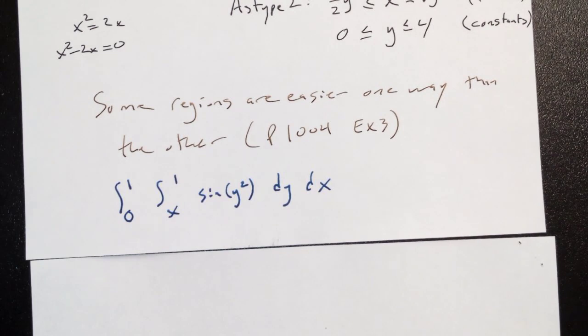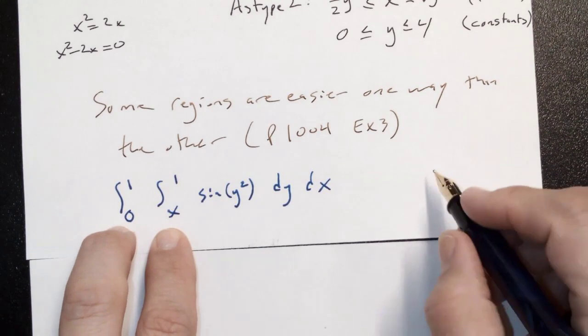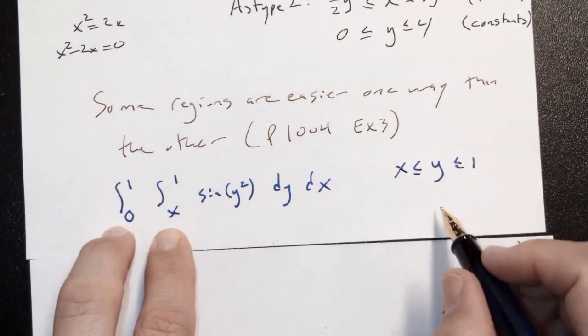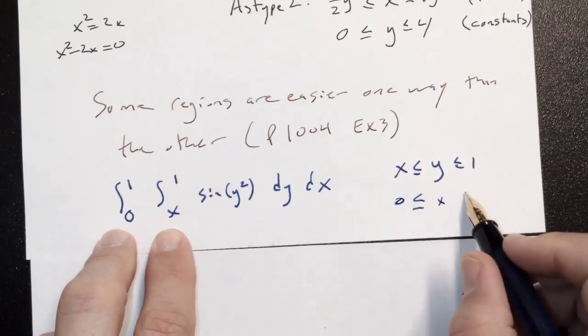Problem is that I don't know what the new limits of integration should be if I want to switch this from dy dx to dx dy. So I need to know how to switch. And I am personally of the opinion that the easiest way to switch is to draw the picture and then figure it out like you were starting over. So these limits of integration are y is between x and 1, and x is between 0 and 1.